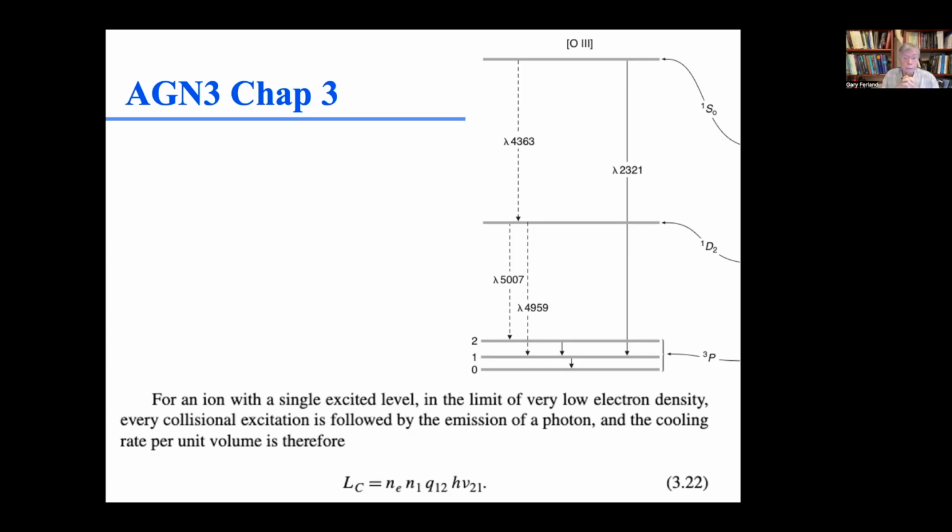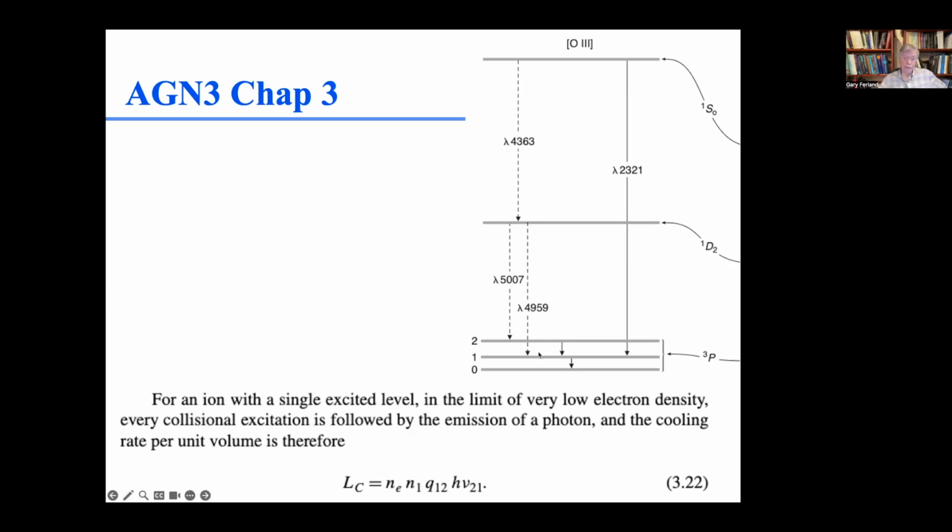So this is the O3 energy level diagram from Osterbrock and Ferland. The slides in this lecture are taken from chapter 3 of Osterbrock and Ferland. So that goes into detail. We're just taking a flyby of some of the physics here to see that there are different limits for how spectra are produced. So this is the energy level diagram.